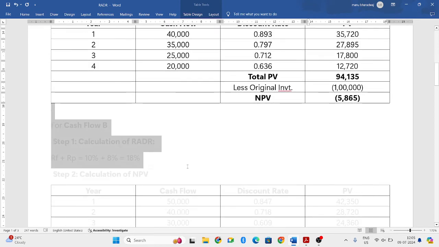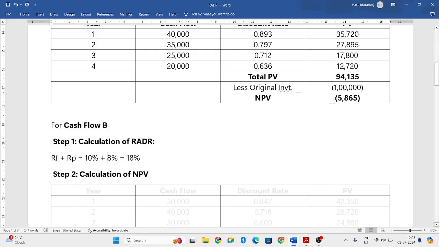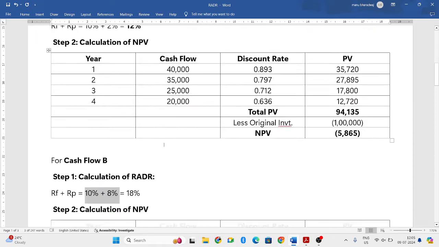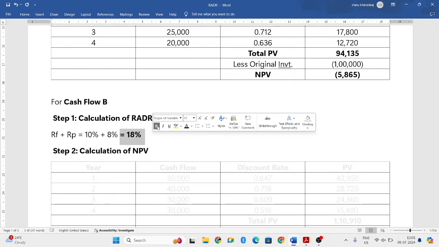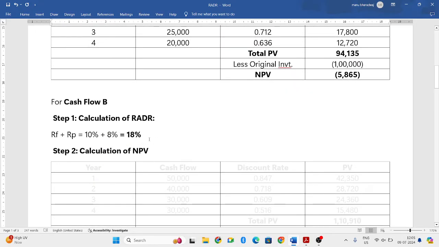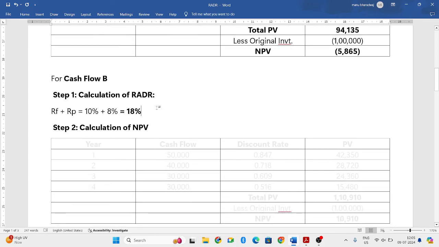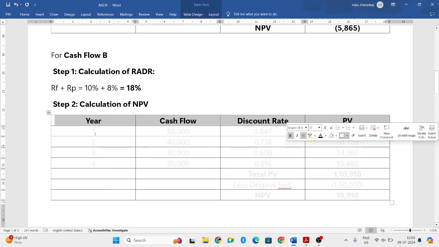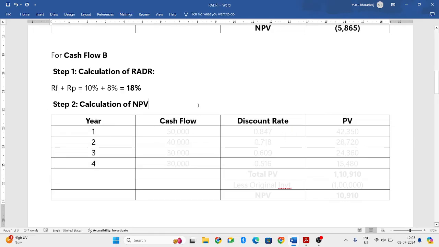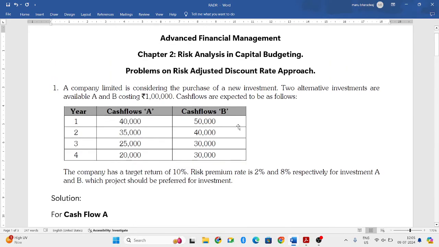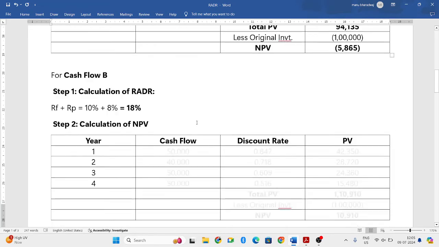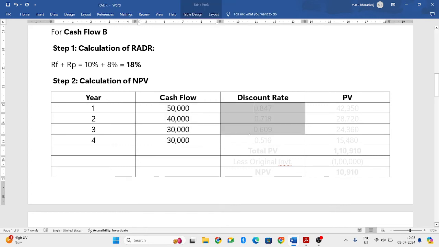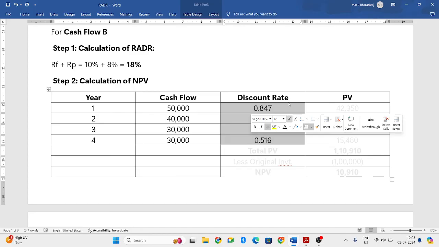Now the same thing we have to calculate for cash flow B. The risk free return is 10%, but here the risk premium is 8%. It is not 2%, it is 8%. So we will get the risk adjusted discount rate, that is 18%. Using this discount rate, we need to calculate NPV. So the same 4 columns I will take. We have 4 years of data, and for the cash flow you have to refer to the question, that is 50,000, 40,000, 30,000 and 30,000. Then the discount rate: you have to calculate the discount rate for 18%.